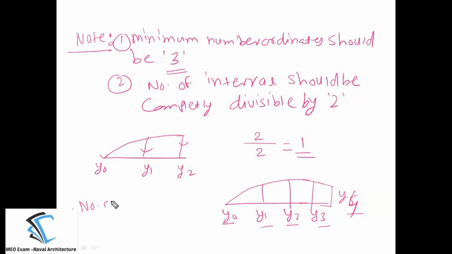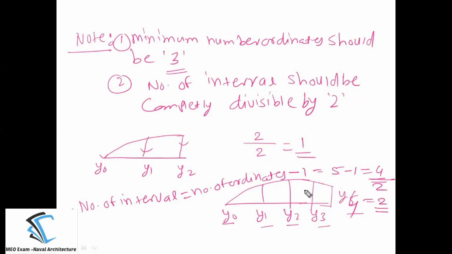So number of intervals will be number of ordinates minus 1. So in this case number of ordinates are 5. 5 minus 1, it will be 4. So 4 is completely divisible by 2. There is no remainder here. So in this case also you can use the trapezoidal rule. So if this is the condition, if you have a number of ordinates more than 3, then how to solve the numericals? By using the trapezoidal rule, that we are going to see now.